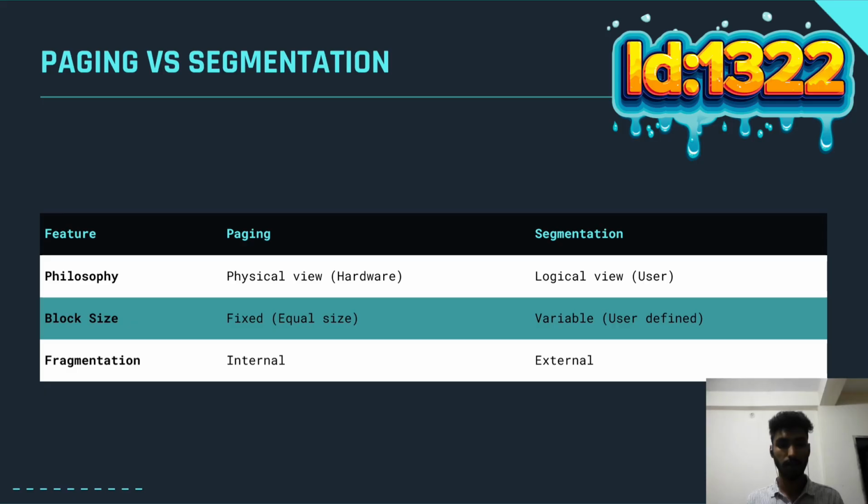Today's presentation topic is paging versus segmentation. In this slide, we compare paging and segmentation. Paging divides memory into fixed-size blocks, which is efficient and eliminates external fragmentation. Segmentation divides memory based on logical units like a function or array, so segment sizes vary. In modern systems, paging is most preferred because it is simpler for memory management, allows protection at page level and avoids large gaps of unused memory.